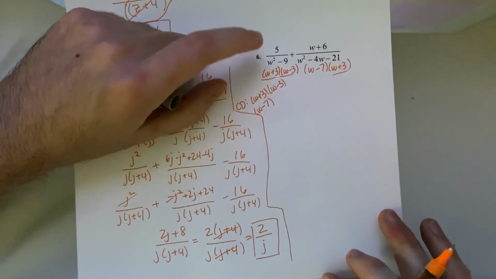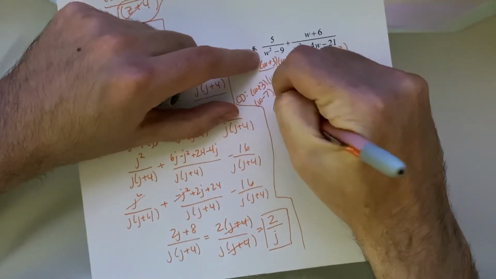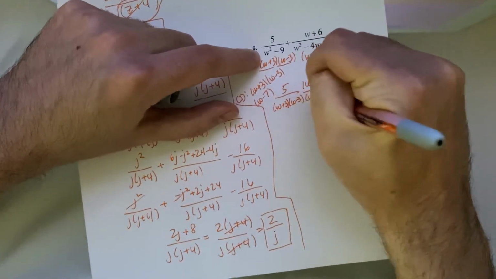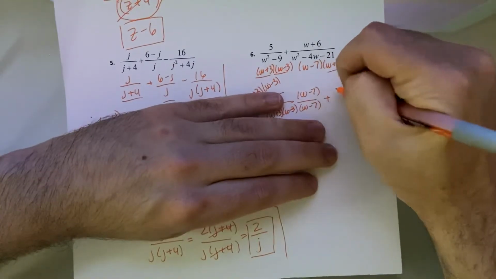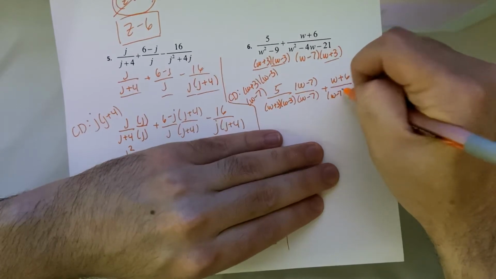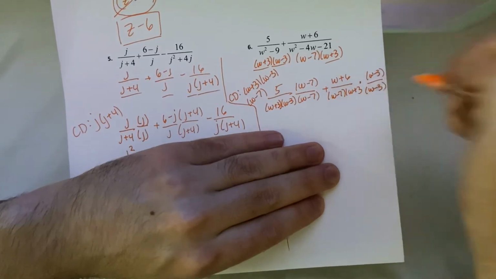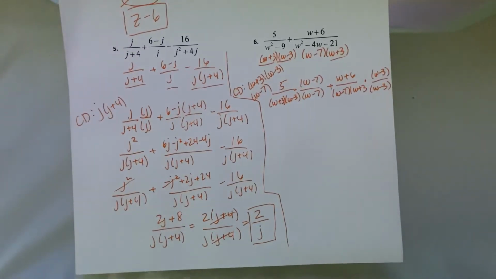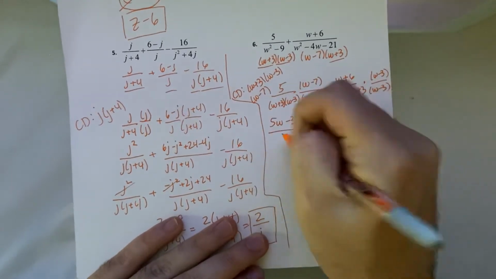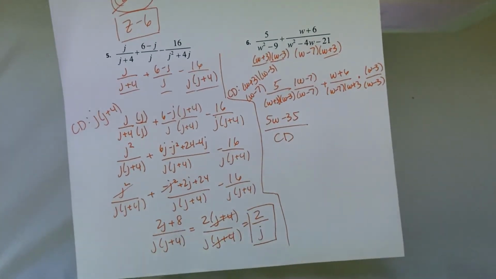My first fraction is missing the w minus 7, so we have 5 over w plus 3, w minus 3, missing the w minus 7, so multiply both the numerator and denominator by that. My second fraction is missing the w minus 3. So we multiply by w minus 3 in the numerator and the denominator. So what do we end up with? We've got 5w minus 35 in the numerator over, I'm going to write my CD for common denominator because they're all multiplied there. Just make sure we have enough room to see what's happening.